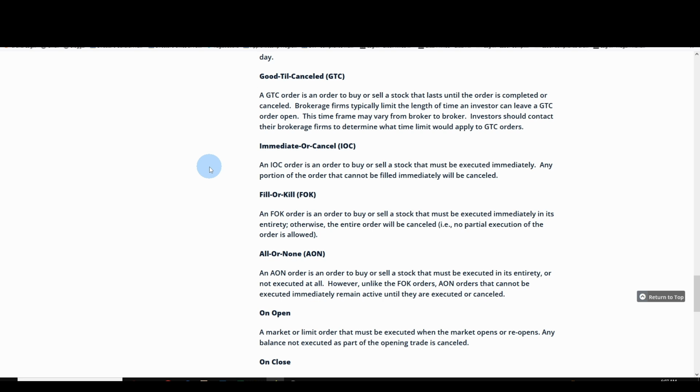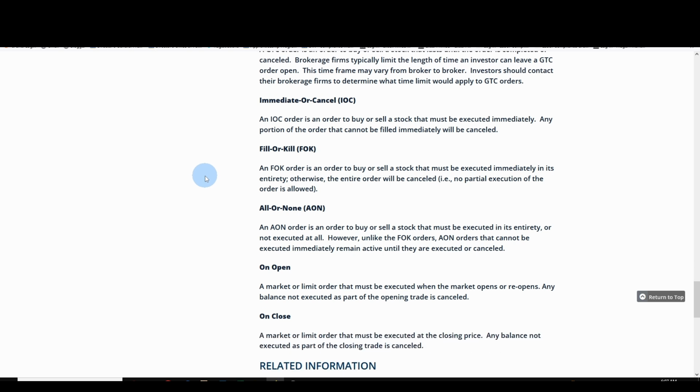Immediate or cancel. An immediate or cancel order is an order to buy or sell a stock that must be executed immediately. Any portion of the order that cannot be filled immediately will be canceled. Fill or kill. A fill or kill order is an order to buy or sell a stock that must be executed immediately in its entirety. Otherwise, the entire order will be canceled. For example, no partial execution of the order is allowed.